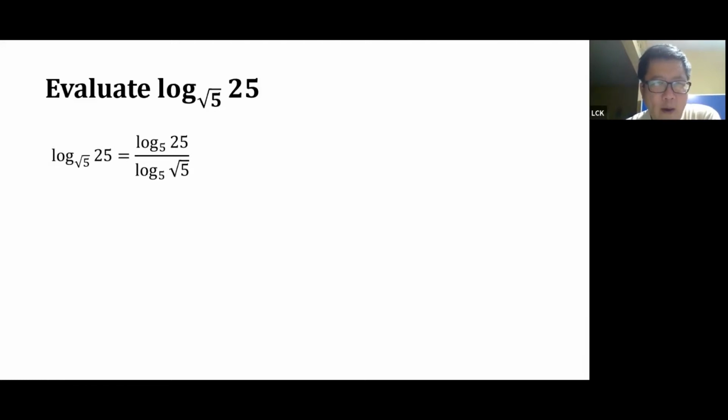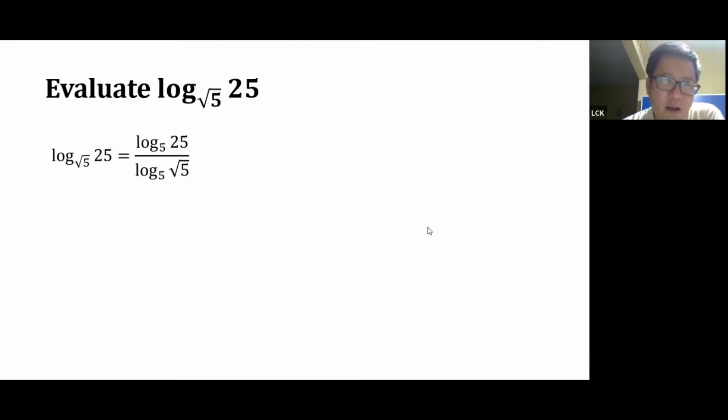All right, log. Interesting. The base here is not a whole number. The base is square root 5. Very interesting. What do you notice about this? Square root 5 is 5 to the power of half. 25 is 5 to the power of 2. What's in common is 5. What these two numbers have in common is that they have a 5 to the power of something. So because of that, I will take both numbers to the base of 5.